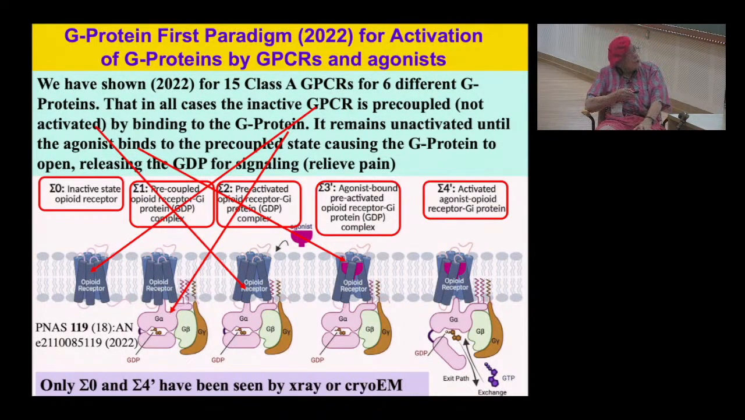Then the agonist comes up and binds to this pre-coupled complex. That causes the G alpha to open up. It releases the GDP. Actually, the GDP stays with the RAS domain, but it can now exchange for GTP. That does the signaling, relieves your pain, or if it's dopamine, it makes you feel really great. You got into the university you want to get to, you passed your PhD exam, or whatever.